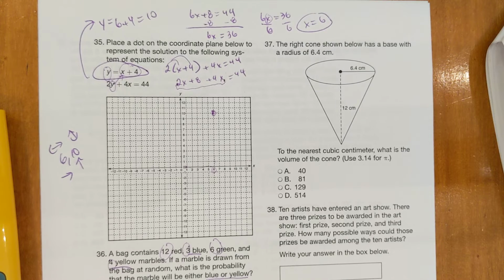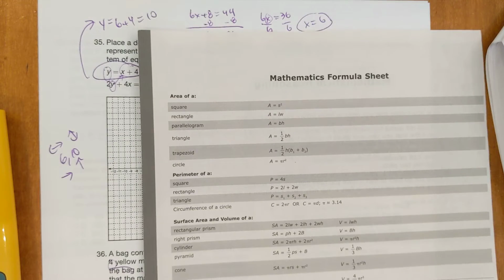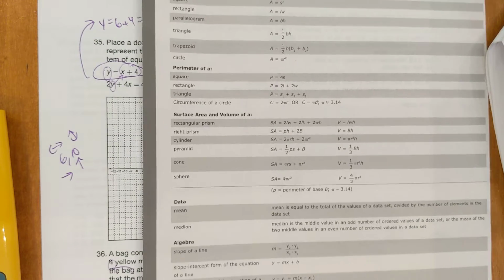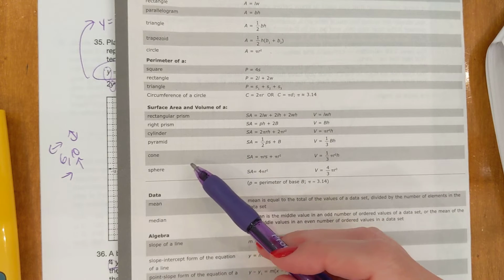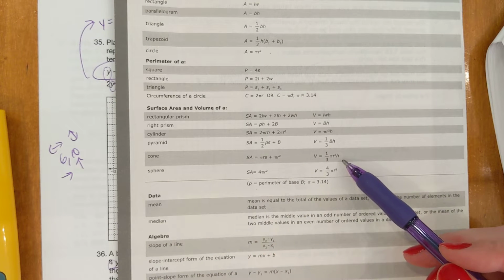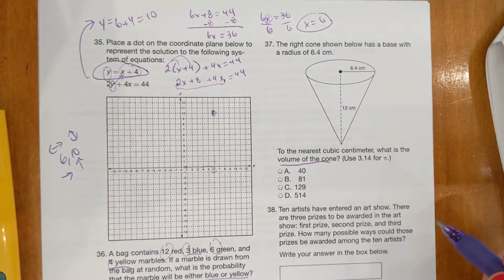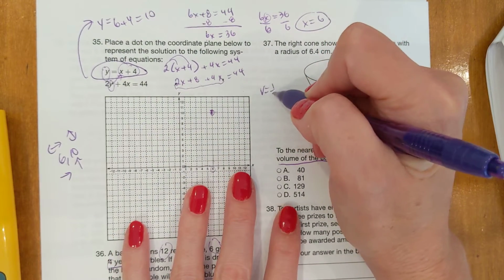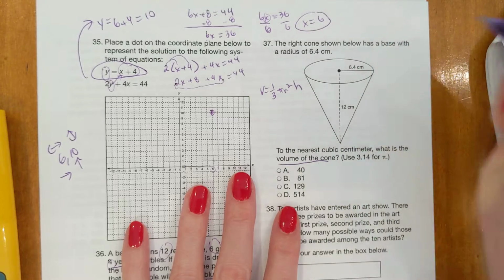37. The right cone shown below has a base with a radius of 6.4. To the nearest cubic centimeter, what is the volume of the cone? So they want volume of a cone. Let's go to our formula sheet. Again, step 1, write down the formula. Volume of a cone. Volume's in the middle of the formula sheet. And for a cone, it says the volume is 1/3 pi r squared h. Volume equals 1/3 pi r squared h.